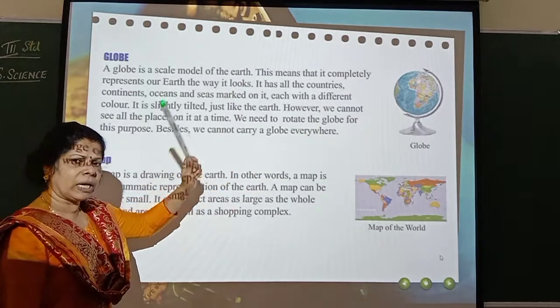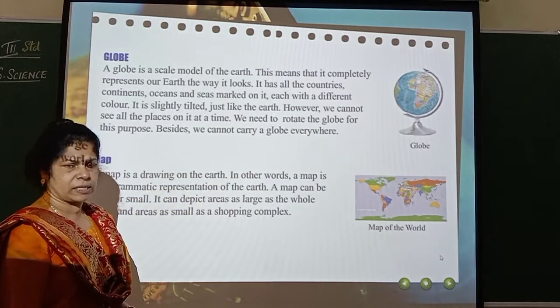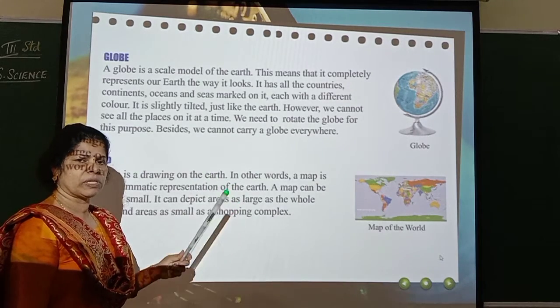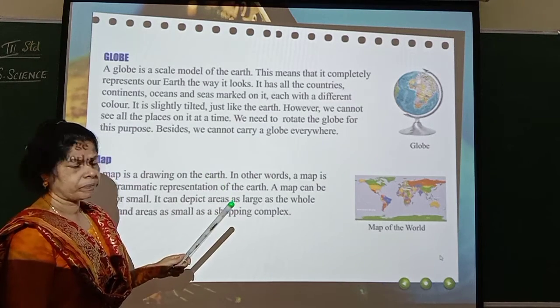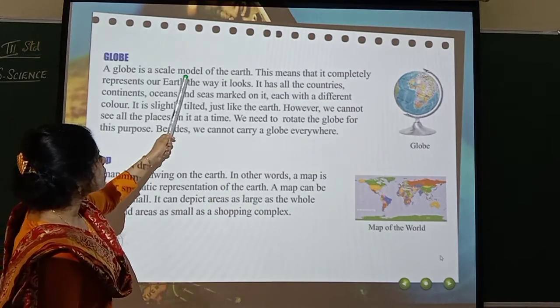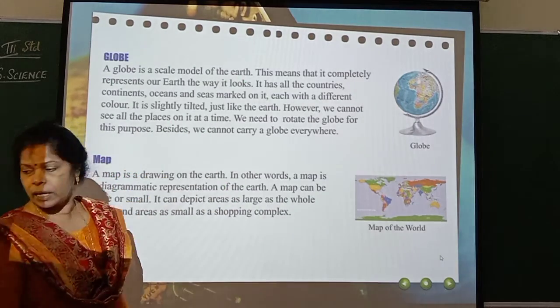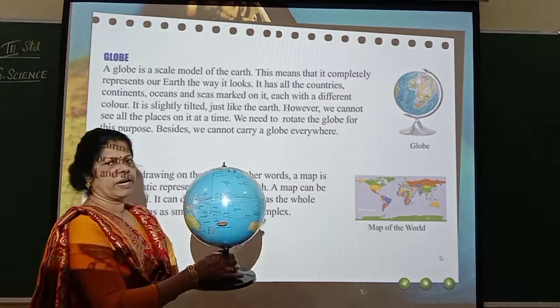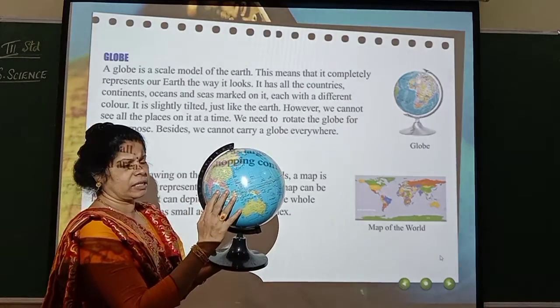And earth is the only planet where life is existing because it is providing all the basic needs which are required for life to survive. Understood? So, a globe is a scale model of the earth. Means, if you want to see that planet, it is made into a model. And that model is in the form of a globe. So, this is a globe. You can see the globe.